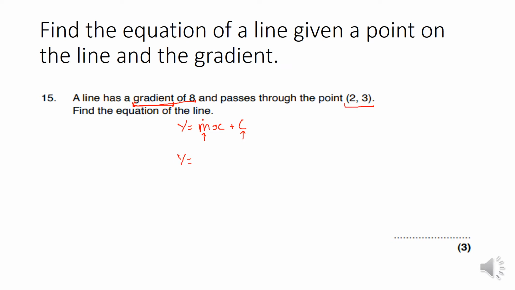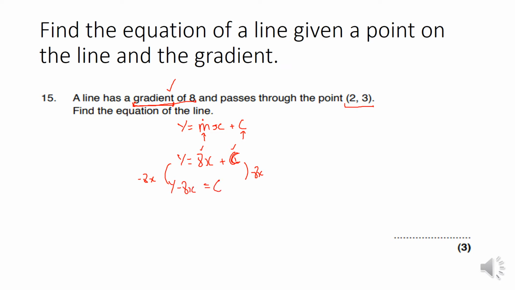So y equals 8x plus c. We've used up this bit of information and we've found one of our 2 unknowns. What we need to do now is find the other unknown. So we're going to rearrange to get c on its own. If we minus 8x from both sides, we have y minus 8x equals c.